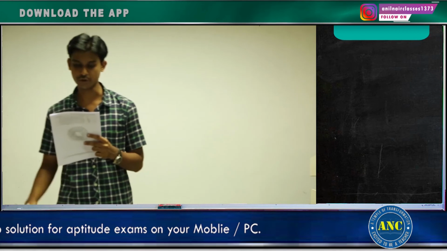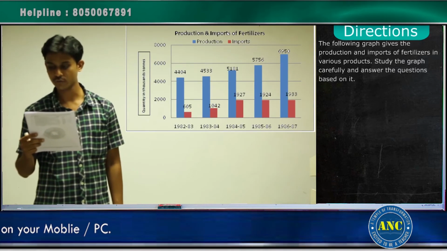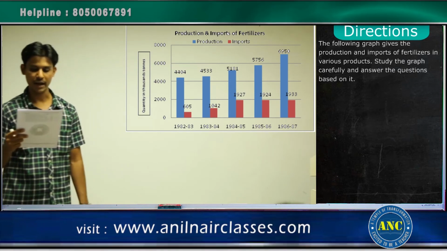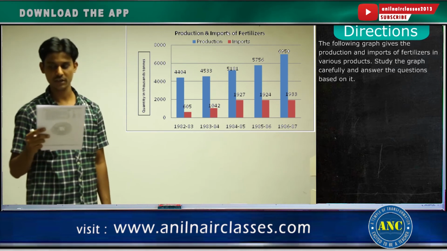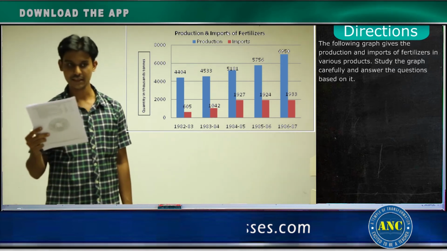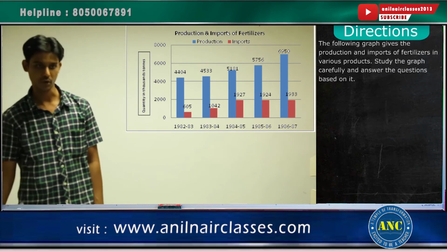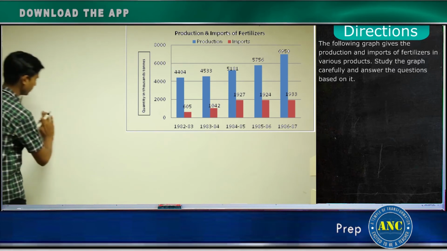Directions. Question number 1 to 5. The following graph gives the production and imports of fertilizer in various products. Study the graph carefully and answer the questions based on it. The graph represents production and imports of fertilizer. X-axis represents years. Y-axis represents quantity in 1000 tons. Please see here. Let us solve the first question.